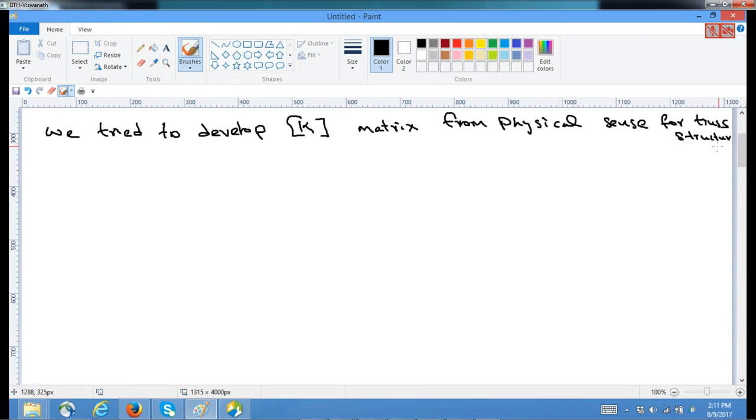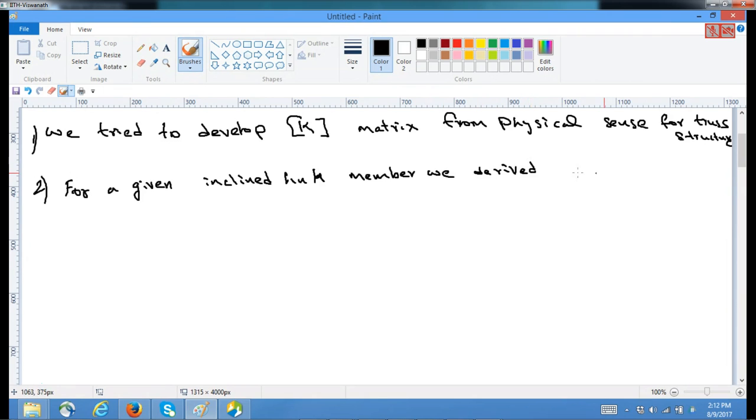Using the same concept, what we did was, for a given inclined beam, inclined link member, we derived the element stiffness matrix. So let me show you what I have done in the previous class.